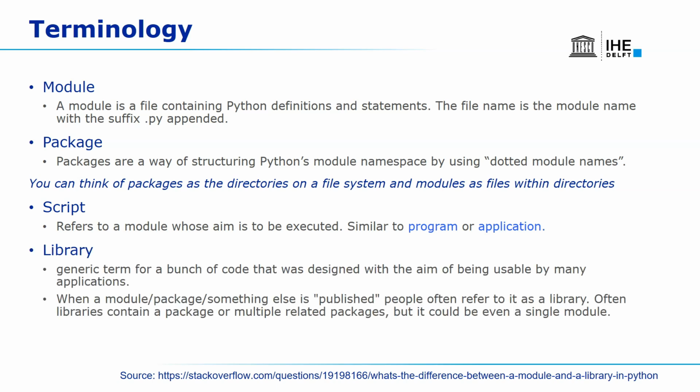And then finally, a library is a generic term of a bunch of code that was designed with the aim of being usable by many applications, so reuse. So when a module, package or something else is published, then we refer to it as a library. So libraries can contain a package or multiple related packages, but it could even be a single module. So the difference is just that it's published, we download it into our environment, and we can import it in our own applications, in our scripts.